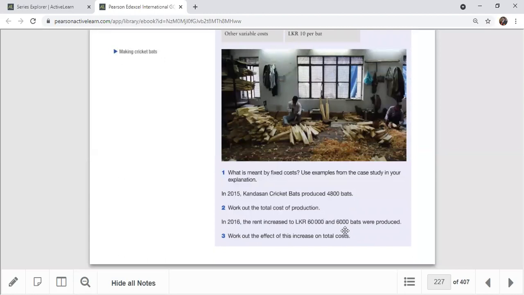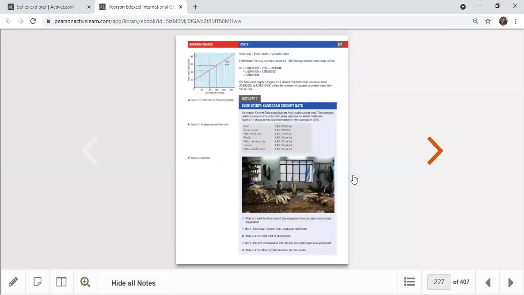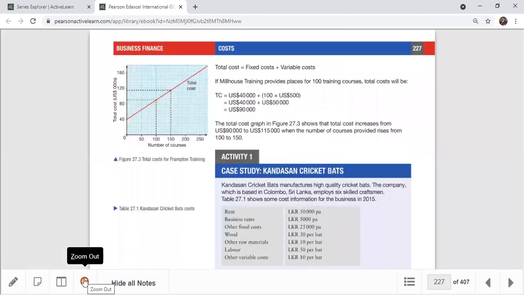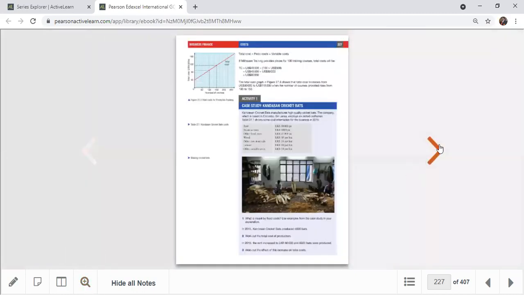Because of that, the total variable cost also increases. As a result, the total cost increases by 130,000. So this is a very big example of the total calculation of the variable cost, fixed cost, and total cost. Right? I hope you can understand this one. It was a very simple question. If we do more practice questions, we can identify more.